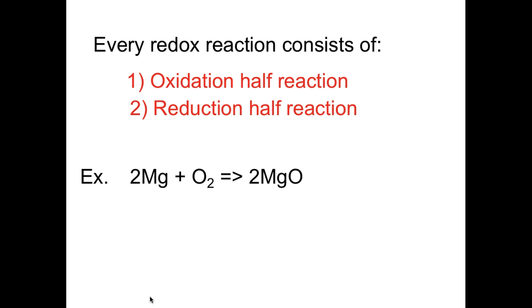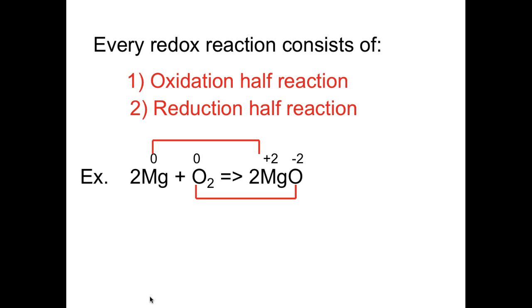2 Mg plus O2 gives us 2 MgO. So we would have to assign oxidation numbers first. Both Mg and O2 are elements, so they're both 0. Then when we look at the formula MgO, we have a +2 for Mg and a -2 for O. So now we have to identify what's being oxidized and what's being reduced.